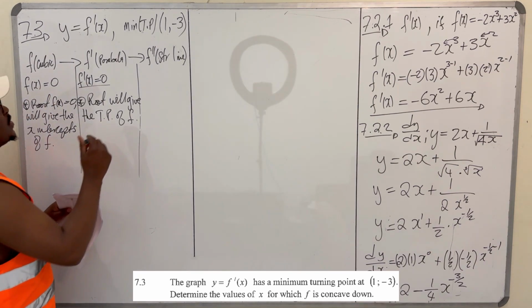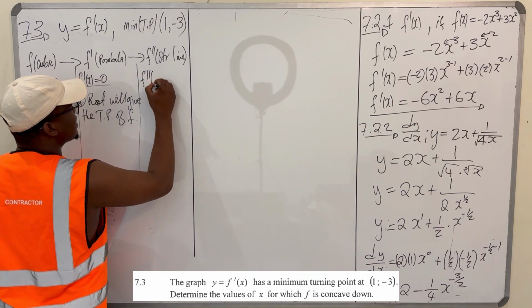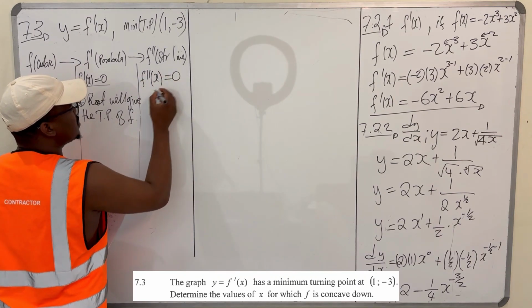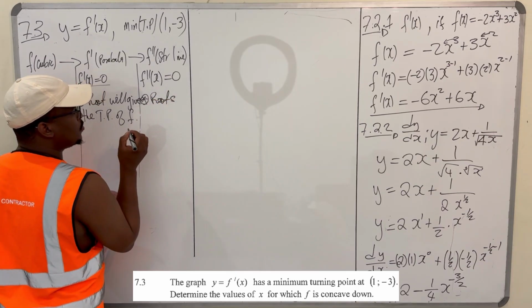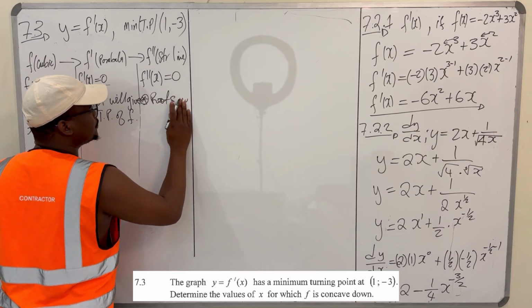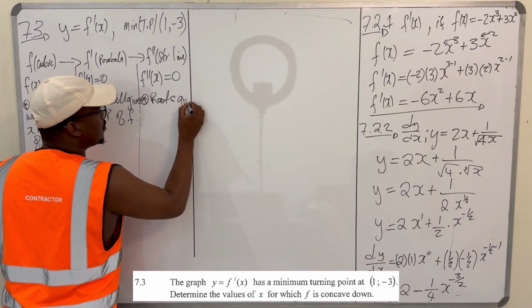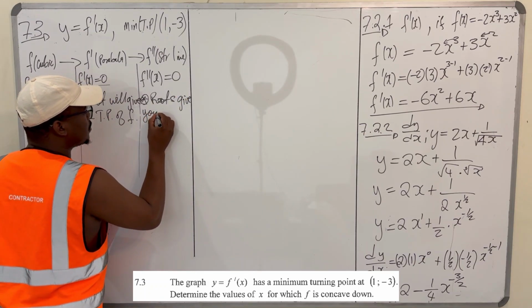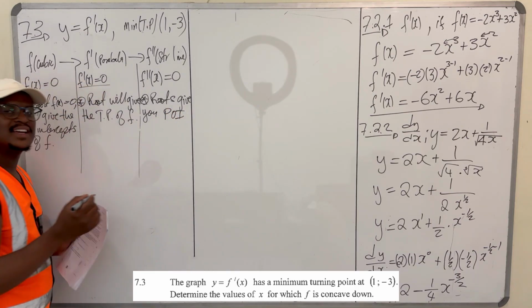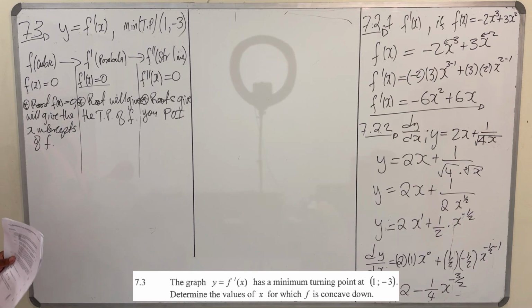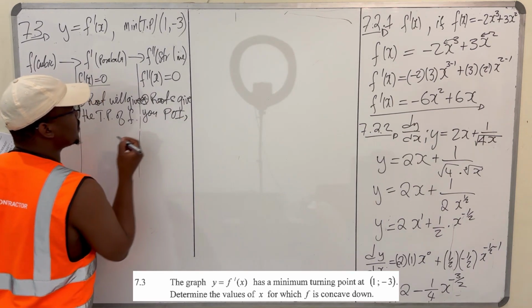No problem. If you derive this, get the second derivative of f, equate it to 0, and solve for x, what will the roots tell you? They will tell you the point of inflection where the graph changes concavity, right? That's one thing.